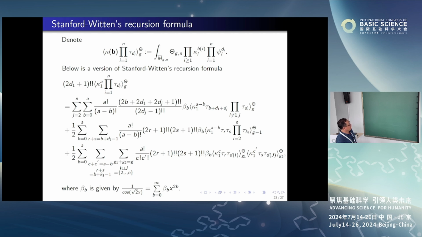The recursive formula is given by the following. We denote by kappa b, as we introduced before, the product of kappa classes; you insert the theta class together with kappa classes and psi classes. You can see that from Stanford-Witten you only get kappa 1, like the ordinary case. So kappa 1 class to the power a, with the psi classes inserted, and then you get the same kind of recursive formula. There are double factorial numbers, and beta b, which is given by the coefficients of the expansion of 1 over the cosine of the square root of 2x. So the double factorial is very similar to the previous formulas, with this coefficient different, but the universal pattern is still the three boundary component.